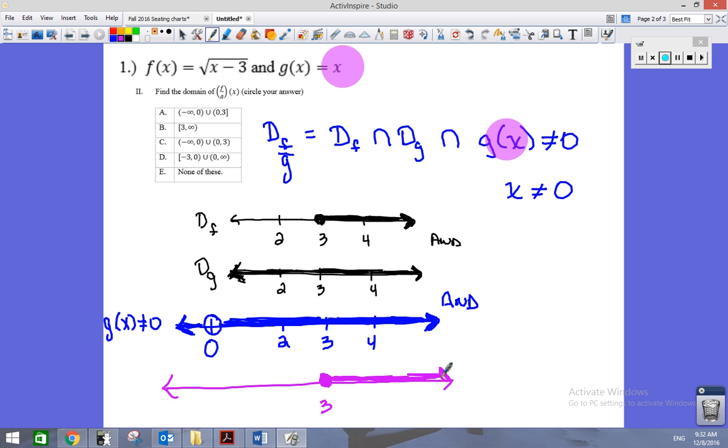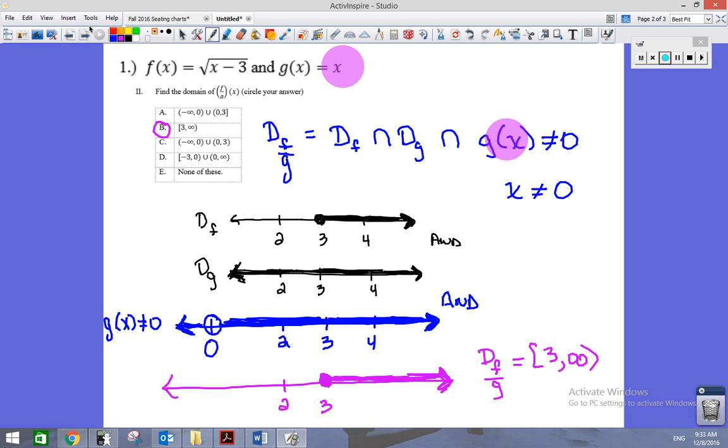But the values to the left of 3 are not. Like the number 2 is in 2 of the 3 sets, but to be shaded in the answer, you have to be a member of all 3 sets. So my domain for this new function, f divided by g, is from 3 to infinity, which just happened to be the same answer as Roman numeral 1. Sometimes it'll be the same, sometimes it won't. So there, our choice is choice B.